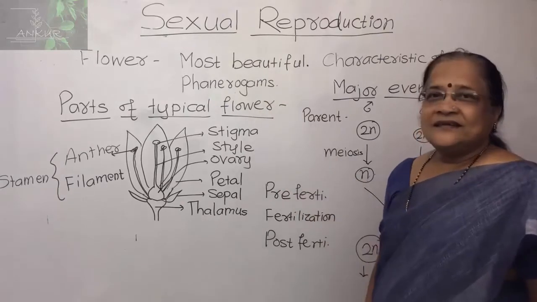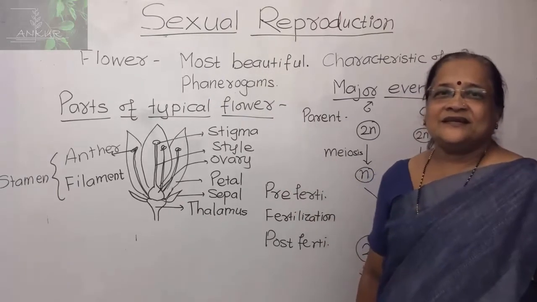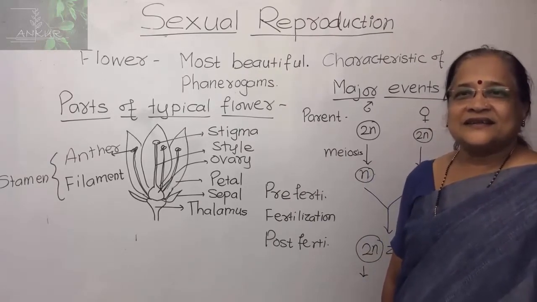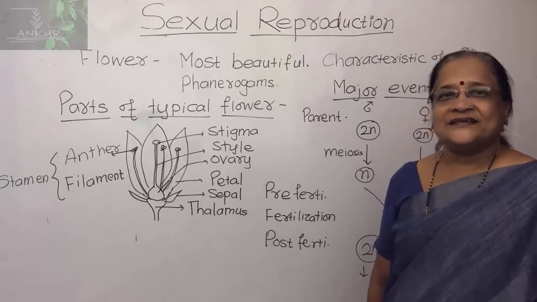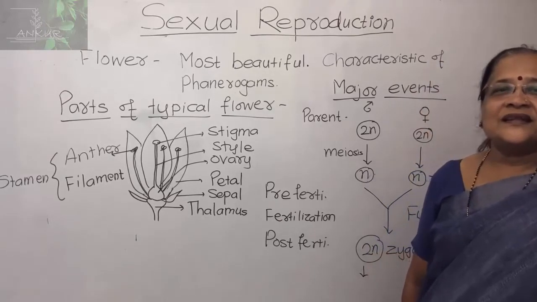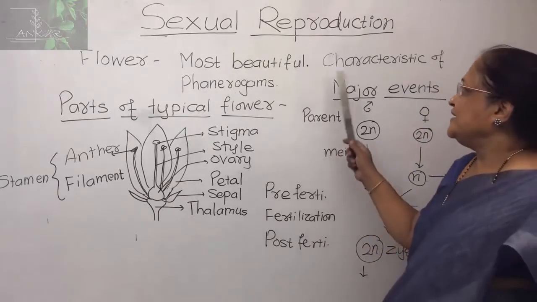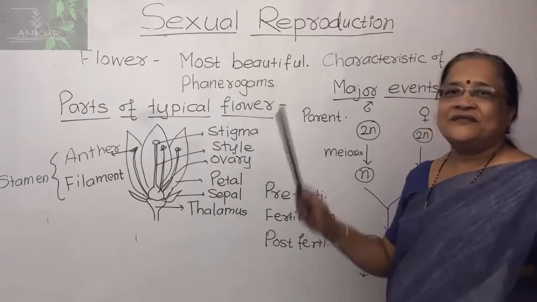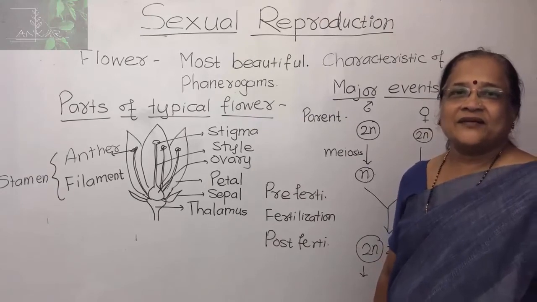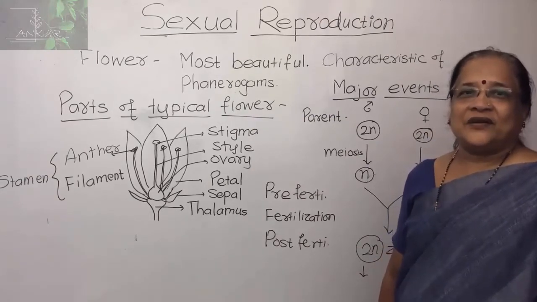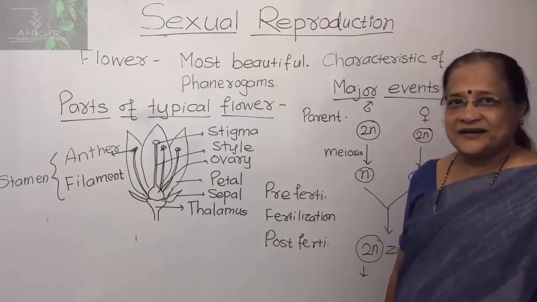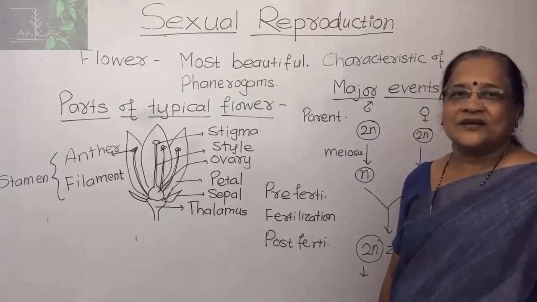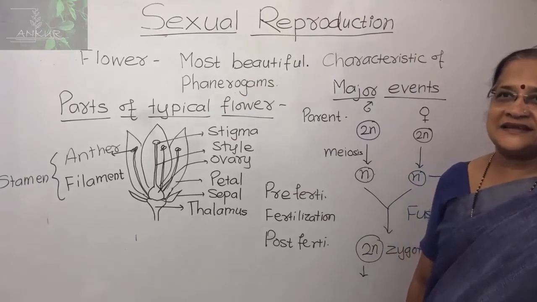So in plants generally we get different flowers which are variously colored, or you may get some fragrance. They are very attractive, very beautiful creations of nature, and the flower is the characteristic of the phanerogams. Phanerogams we have studied already, that is flowering and seed bearing plants. So in angiosperms the flowers are conspicuous and we can easily see them.